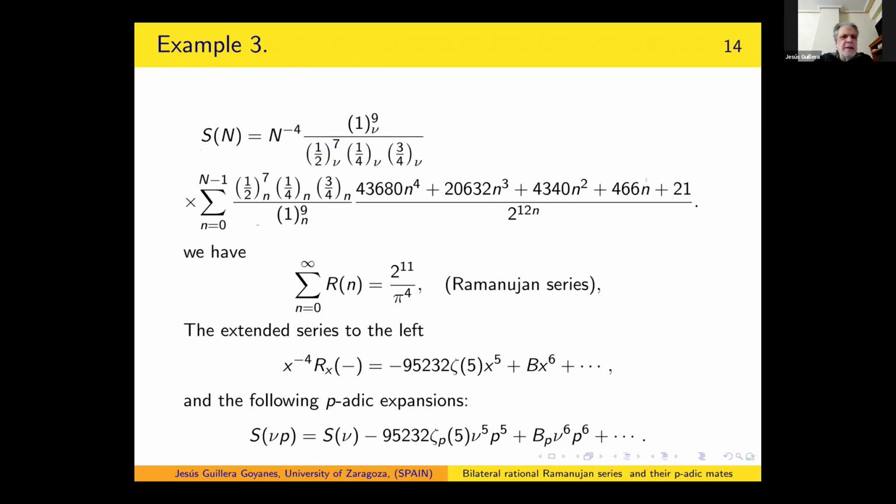And the parallelism of this with this. And the function Ramanujan series, we see the character is 1.